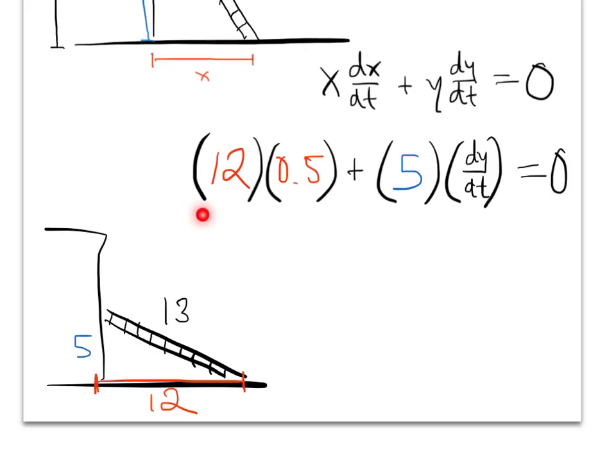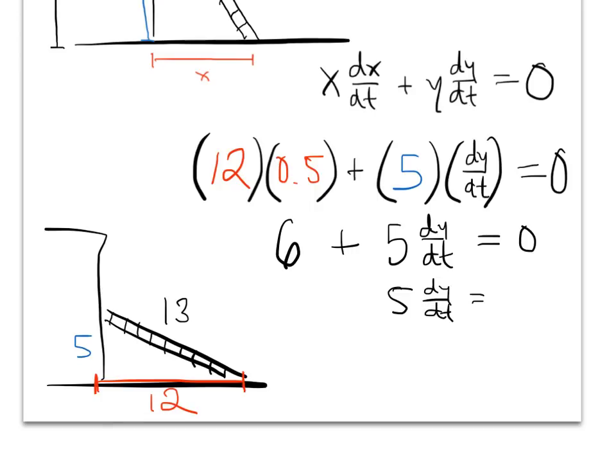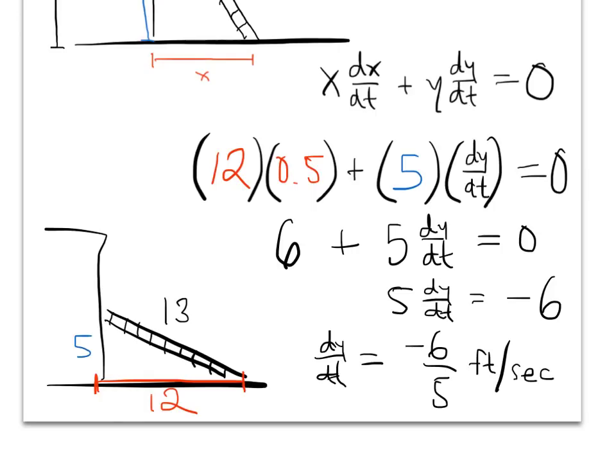If you notice, we now have everything we need to solve for the one missing variable, so let's do that now. We will get 12 times 0.5, which is just 6, plus 5 dy/dt equals 0. Let's solve for dy/dt by subtracting 6. So 5 dy/dt equals negative 6. And now we get dy/dt is equal to negative 6 over 5. And in this case here, what would our units be for dy/dt? This would be feet per second.